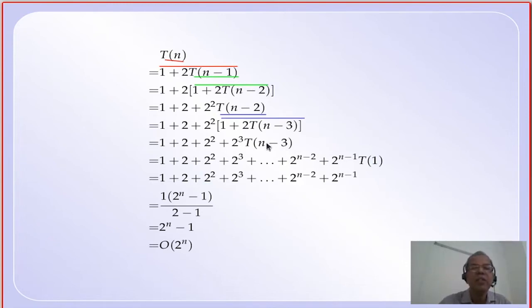So for n minus 2, this is 2 squared. For n minus 3, it is 2 cubed. For n minus 1, it should be 2 power 1. So it is 1 plus 2 plus 2 squared plus 2 cubed and so on. The last term is 2 power n minus 1. The 3 plus n minus 3 should be equal to 0, it should be equal to n. Therefore, n minus 1 plus 1 is equal to n. Therefore, the last term is like this. T of 1, we already know it is 1.